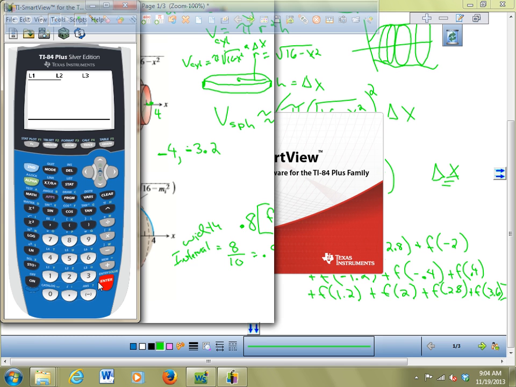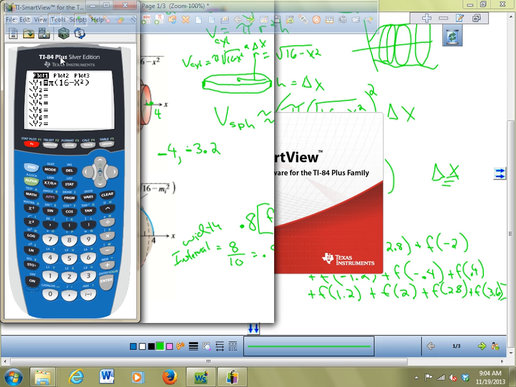9.5. What's wrong? I got completely different answers. Because you have a different one. Don't you have to put the x square root in your original equation too? Y1. No, I did. Where's the x? No, but it's pi and then 16 minus x squared times. And then I'm going to multiply by the delta x at the end.